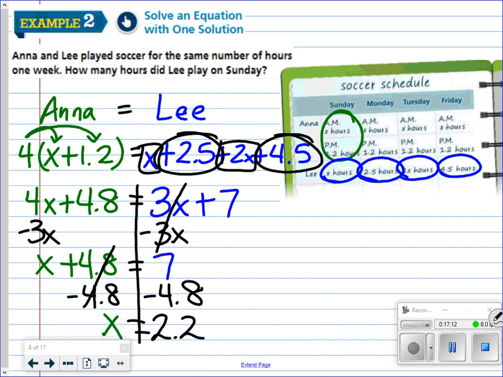This has one solution. Like I said, we've been finding one solution this whole unit. When you have x equals one number, that's a one solution answer. Okay? So this equation has one solution.